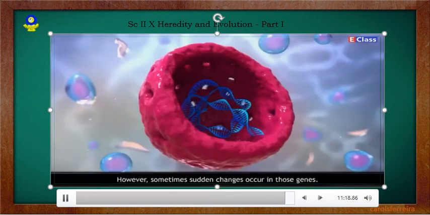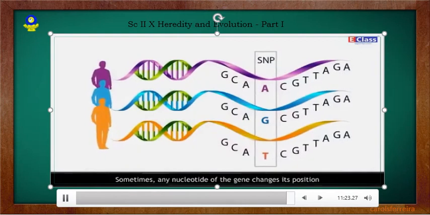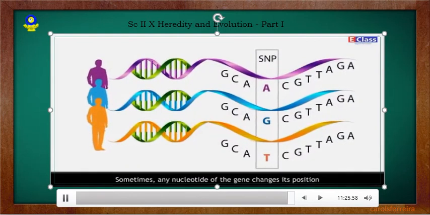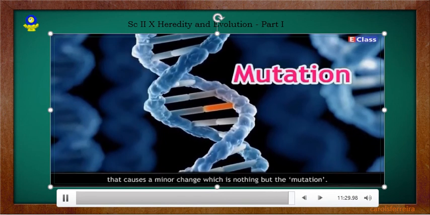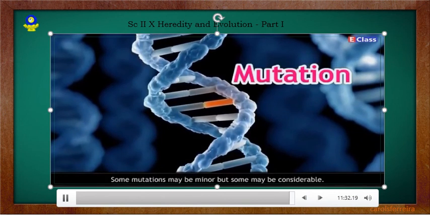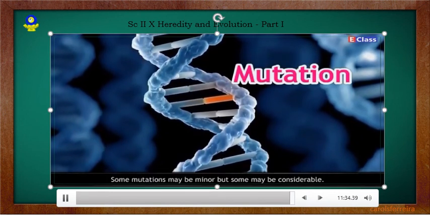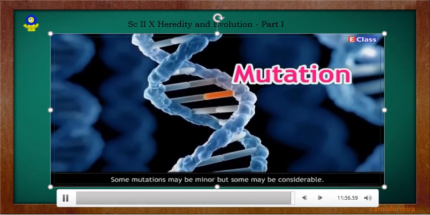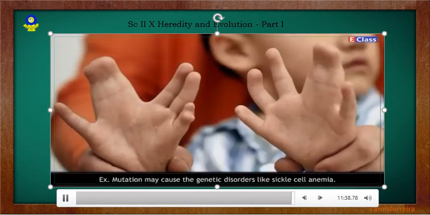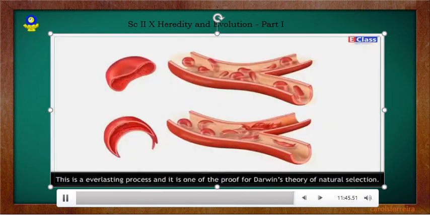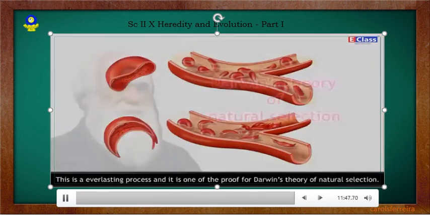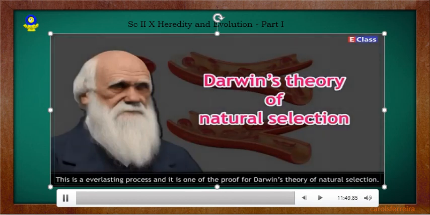However, sometimes sudden changes occur in those genes. Sometimes a nucleotide of the gene changes its position, which causes a minor change, which is nothing but the mutation. Some mutations may be minor, but some may be considerable. For example, mutation may cause genetic disorders like sickle cell anemia. This is an everlasting process and it is one of the proofs for Darwin's theory.